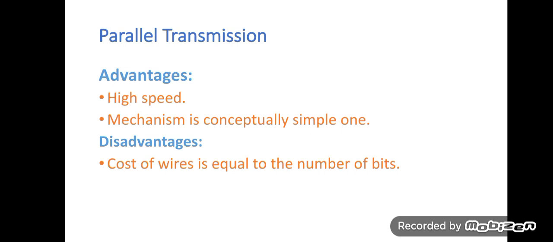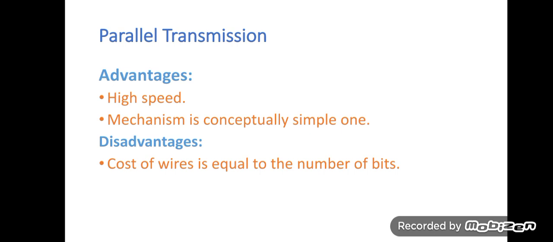Now we are going to see the advantages and disadvantages of parallel transmission. First, we will see the advantages. High speed. As we have seen, parallel transmission sends all the bits at once on all lines. Therefore, it is high speed. And the second one is, the mechanism is conceptually simple. It uses n wires to send n bits at one time. So, there is no collision and also there are no difficulties in sending the data.